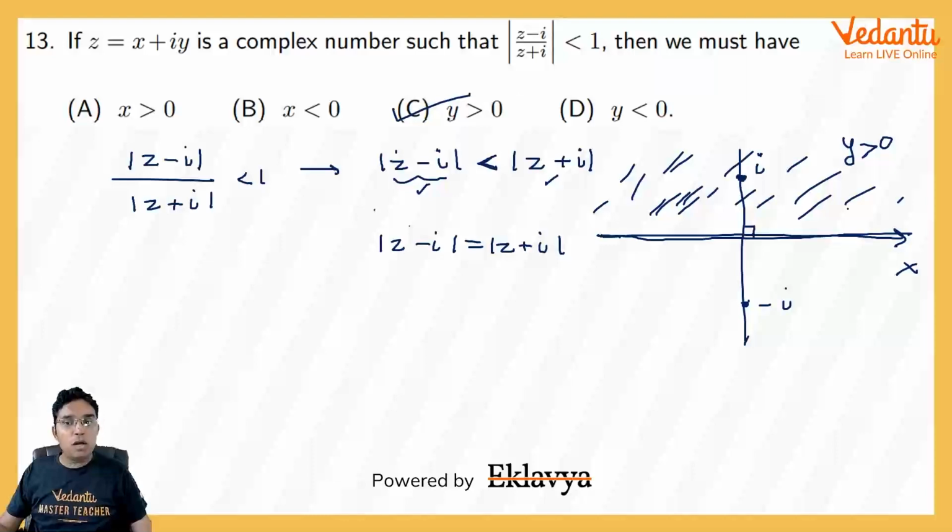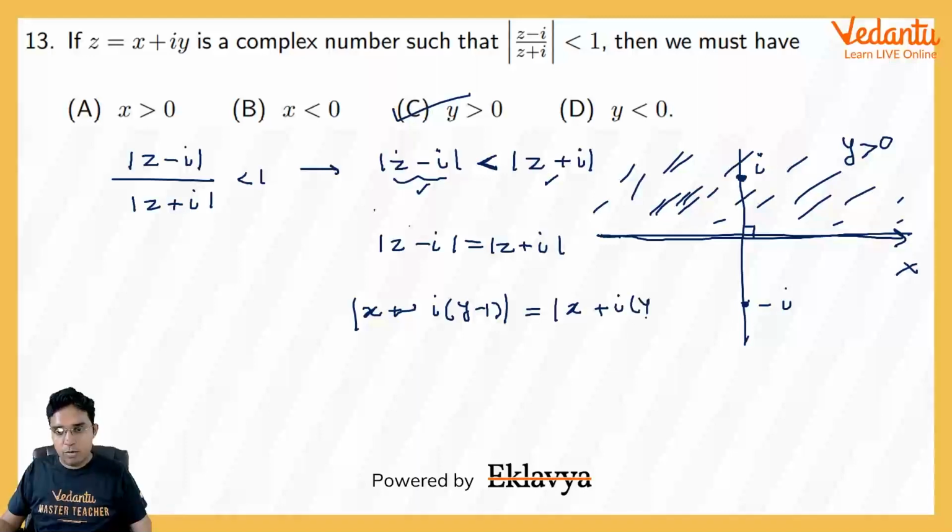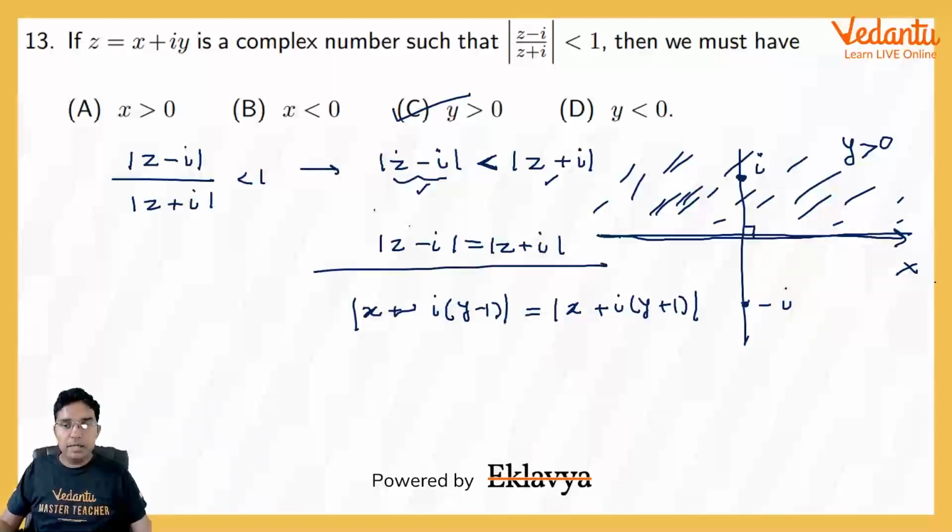If you are not okay with this method, you are not able to think this way, then write z is equal to x plus iota y. So this will become mod of x plus iota (y minus 1), and equal to mod of x plus iota (y plus 1). Just use mod, open it, you will get same answer. But I will recommend you should understand these geometrical significance also.